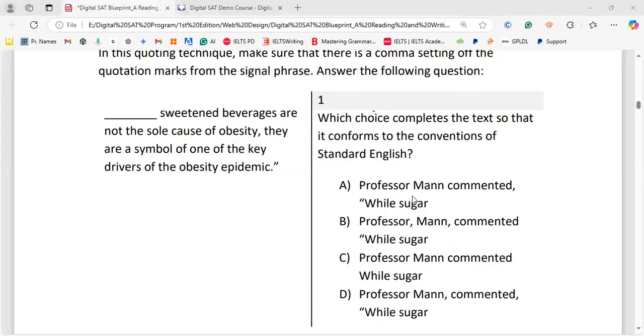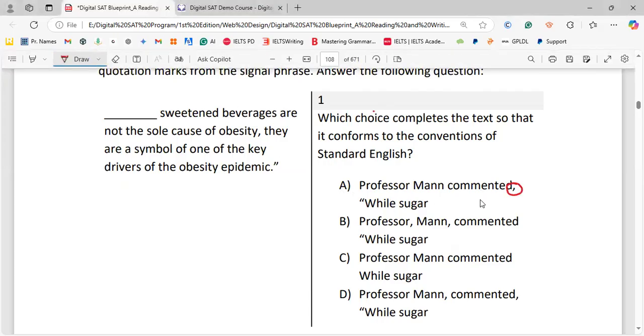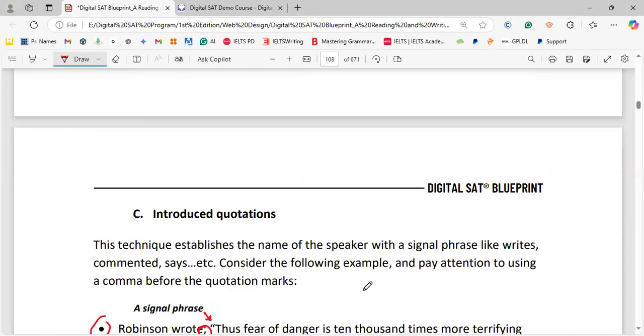Professor Mann commented, comma. Why? Because I have a signal phrase. I have a signal verb. While sugar, and we continue. B is wrong because we have a comma between the title and the proper noun. C is wrong. D is wrong.